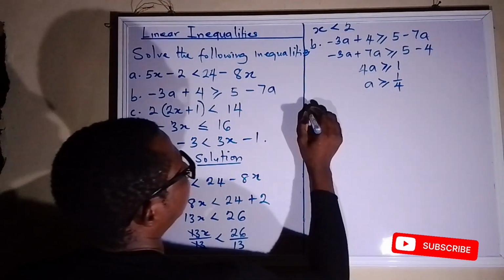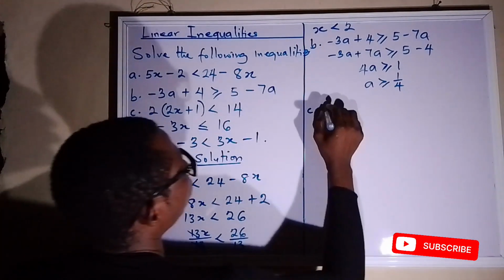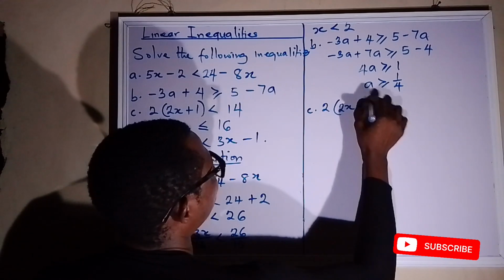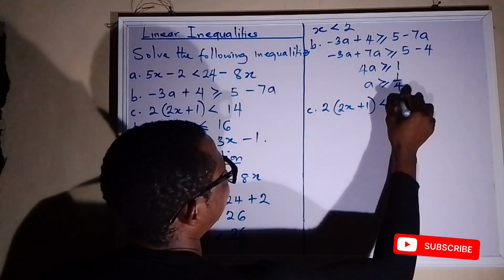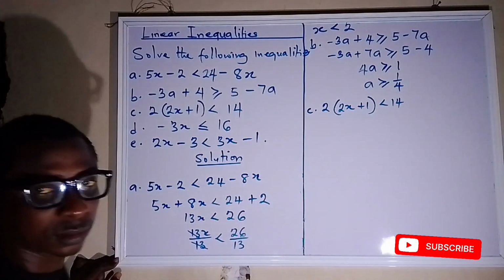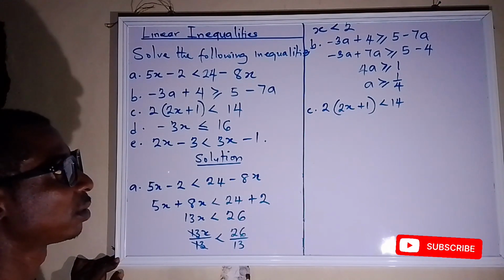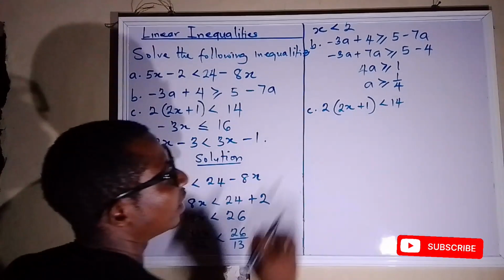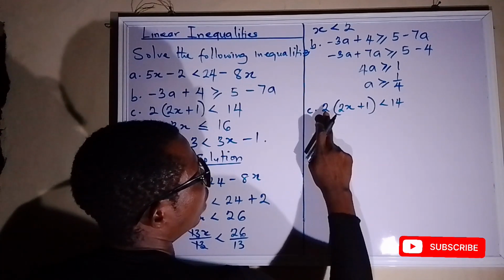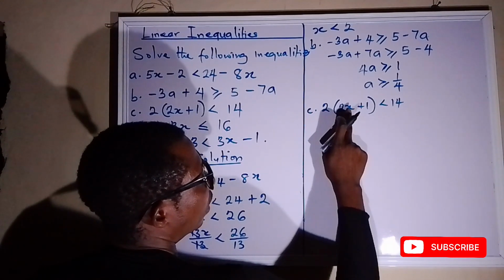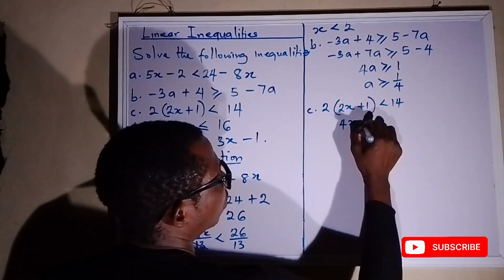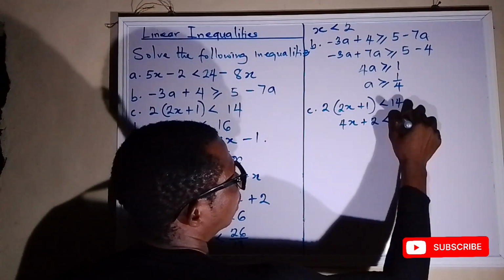Now let's look at the third one. 2 times (2x plus 1) is less than 14. Now the first thing is to open the bracket. You open the bracket, or you divide both sides by 2. But let's open the bracket. When you open the bracket, we have 2 times 2x, that gives us 4x. 2 times 1, that's plus 2, less than 14.